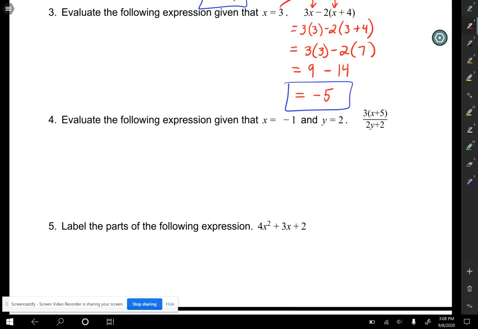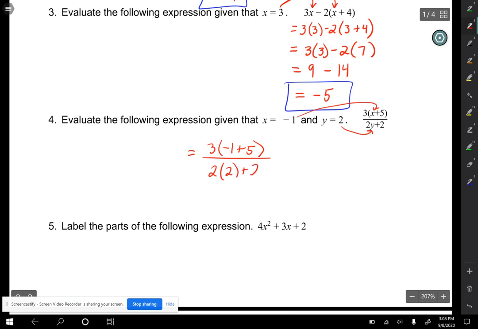All right. Now, number 4, we're going to do the same thing. Evaluate the following expression given that x is negative 1 and y is 2. So everywhere we see an x, we're going to put a negative 1, and everywhere we see a y, we're going to put a 2. So I'm going to start my work over here. We're going to say 3, parentheses on top. Instead of x, I want a negative 1 plus that 5. And on the bottom I have 2 times y, which is 2, plus 2.